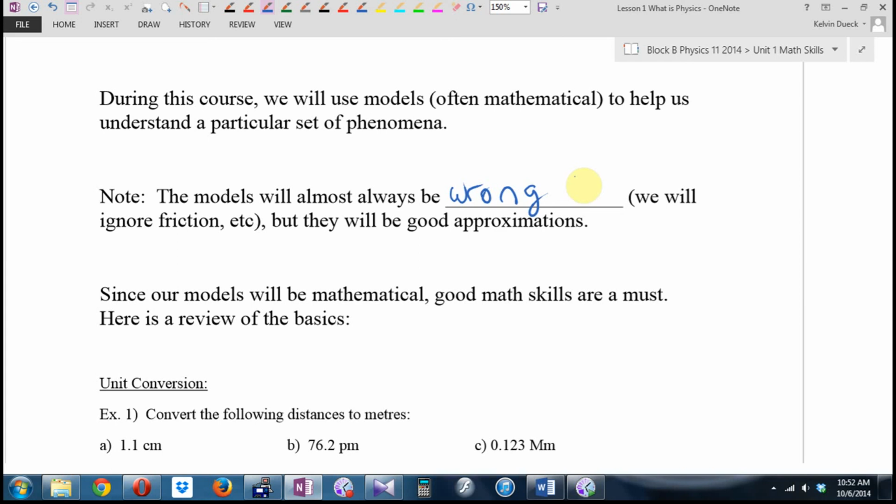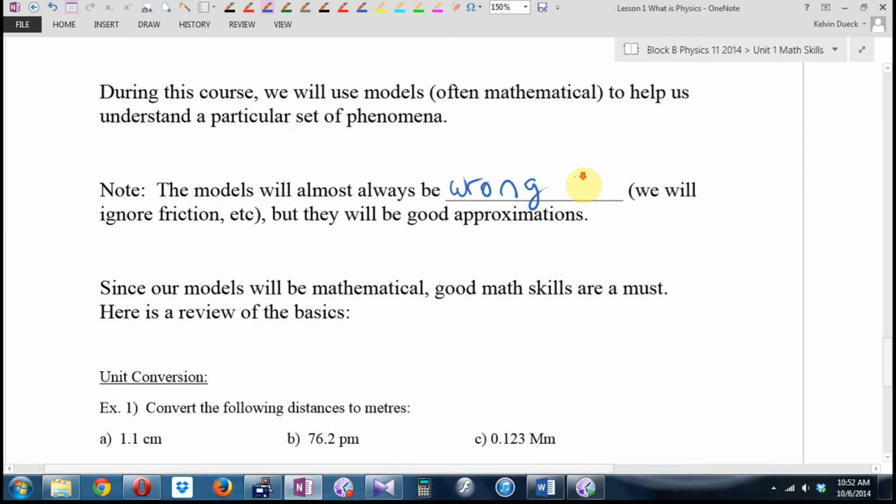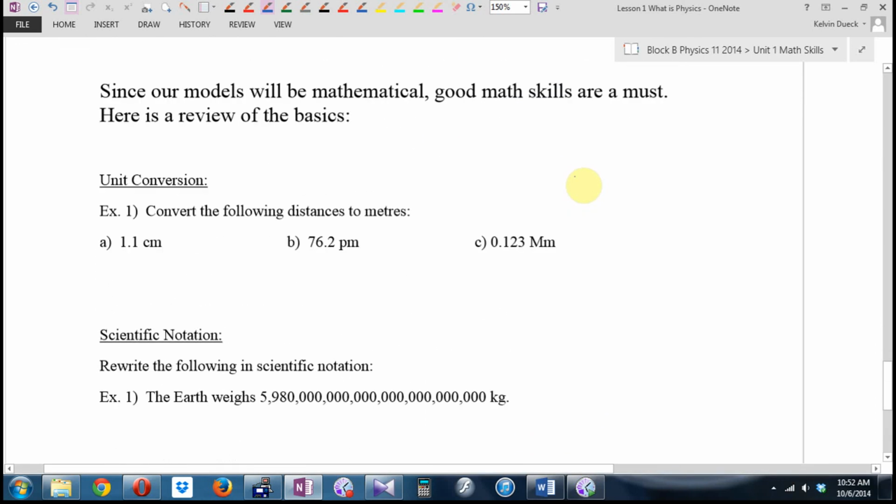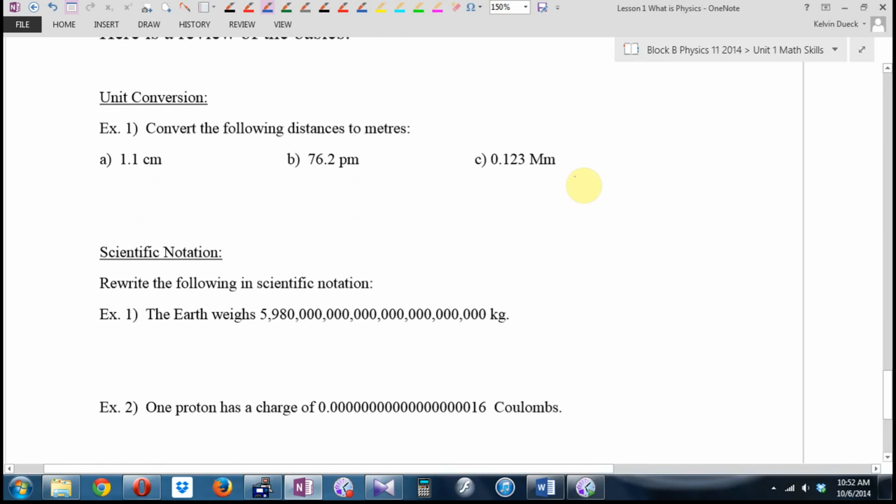It's going to be close. And sometimes it'll be really close, and every once in a while I'll say, this one is not complicated enough that we can bring in a few extra bells and whistles and do this one right. Since our models will be mathematical, good math skills are a must. Here's a review of the basics. You want to get your calculators out, please?